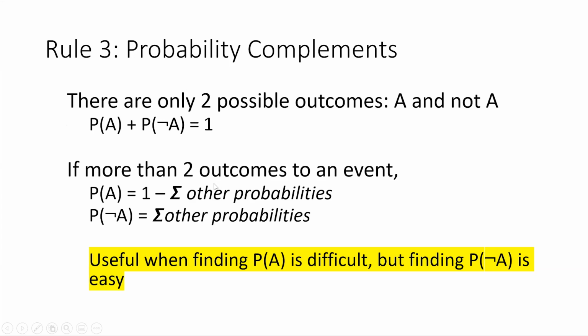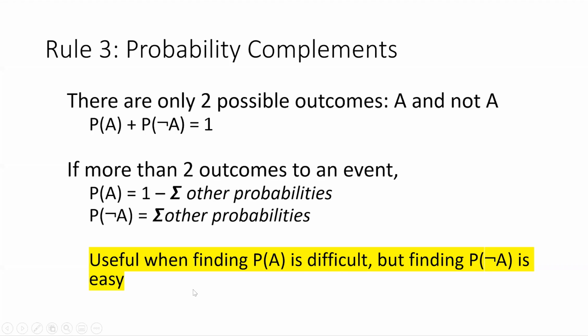If there are actually more than 2 outcomes to an event, then the probability of A is equal to 1 minus the sum of the other probabilities, and the complement of A, not A, is equal to the sum of the other probabilities. So in the example of the 6-sided die, there are 6 possible sides that we can roll. But if we want a 1, we can really only roll a 1 or not roll a 1, even though not rolling a 1 means that we rolled a 2 through a 6. So the probability of not rolling 1 is the probability of rolling a 2 through a 6.